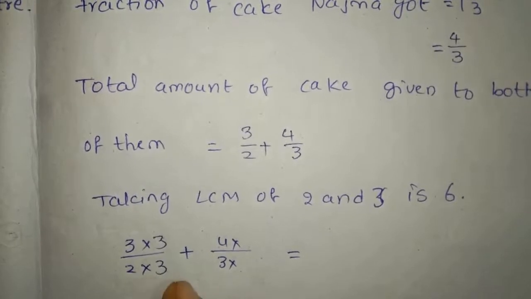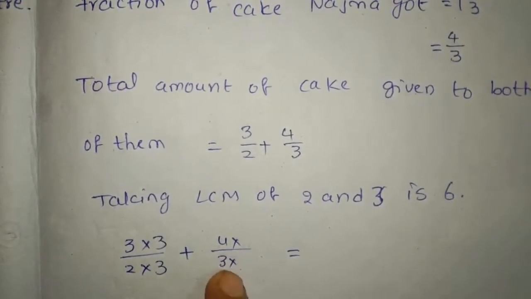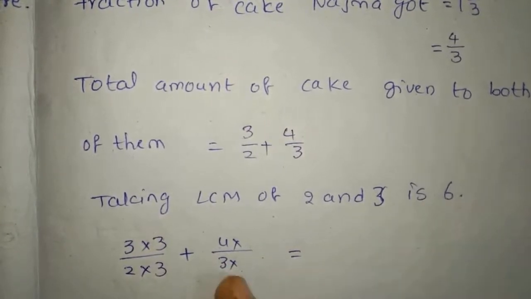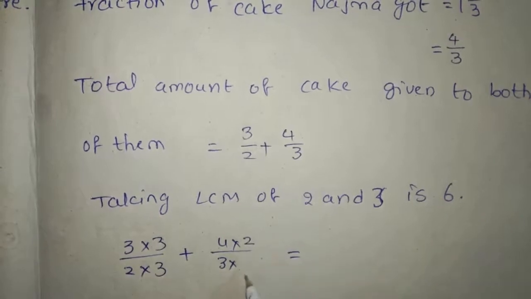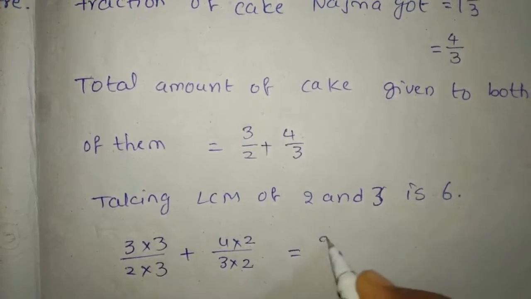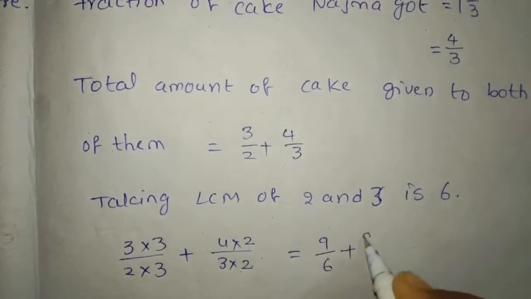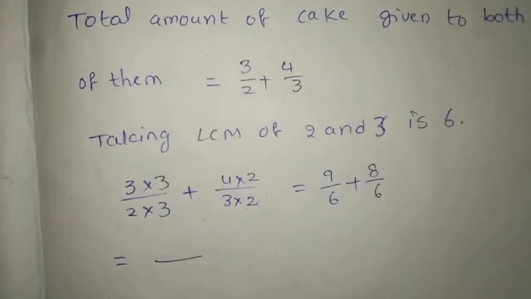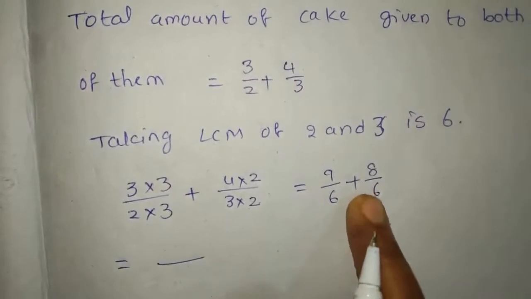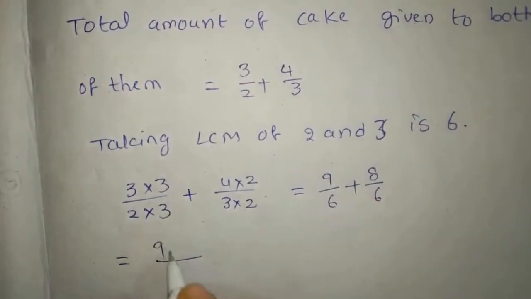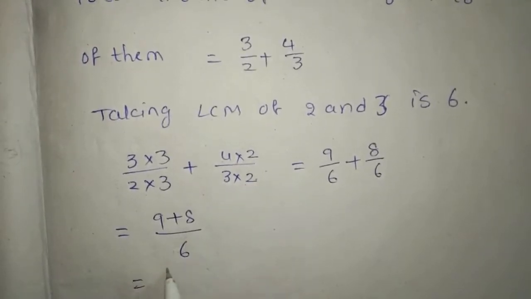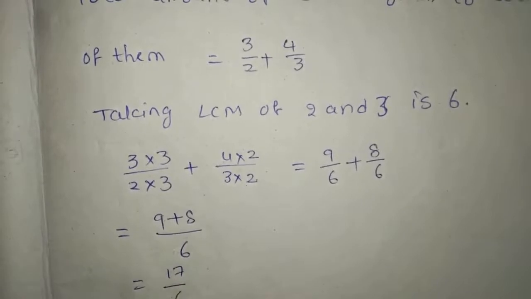That is 3 into 3 by 2 into 3 plus 4 by 3. 3 how many times makes 6? That is 2 times. 3 2s are 6. So we multiply both numerator and denominator by 2. That is equal to 3 into 3, 9 by 6 plus 4 2s are 8 by 6. So here the denominators are equal. So simply we add the numerators by keeping the same denominator. That is 9 plus 8 by 6, that is 17 by 6.